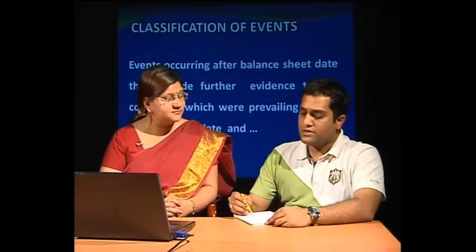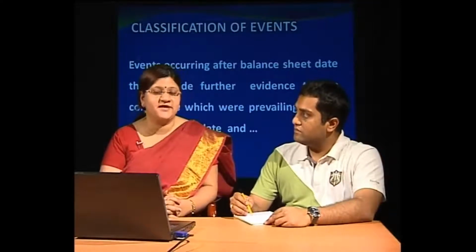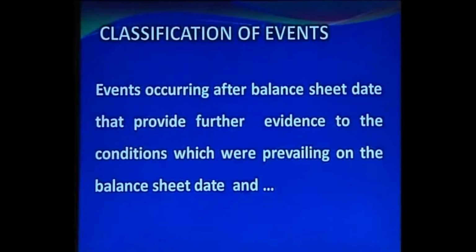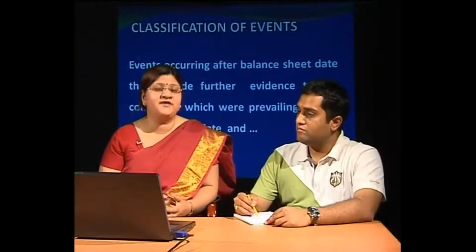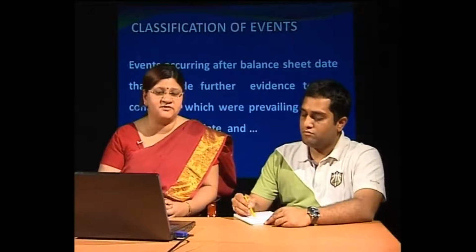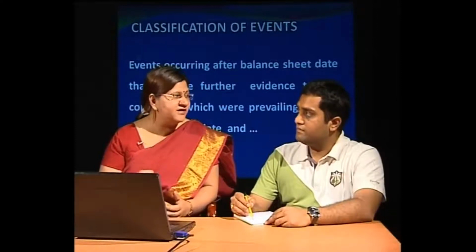Ma'am, what are the classifications of the events under accounting standard 4? Accounting standard 4 has classified the events occurring after balance sheet date in two parts. The first are those events which provide evidence of the conditions which were prevailing on the balance sheet date. So, it has been said that those events which provide evidence of conditions we know beforehand, or there is evidence of such conditions on the balance sheet date, are known as events occurring after balance sheet date having certain indication.